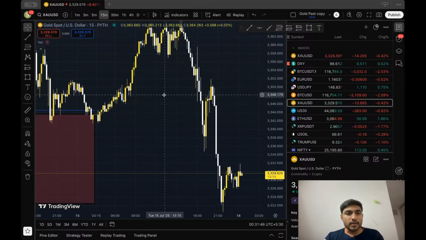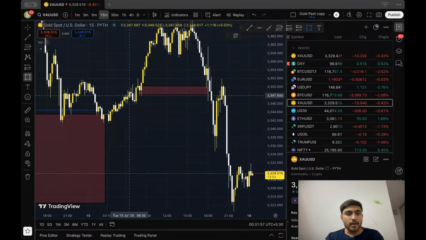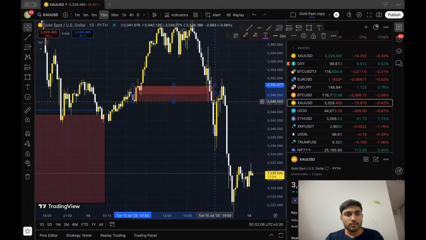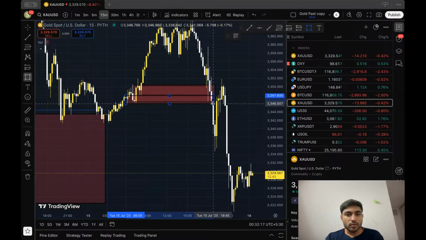So see, this was an order block, right? This was an order block. Okay, one order block which was not tested, and this was an order block, right? This was an order block, this bigger one. Okay, so this was an order block, whichever this is very small. Okay, this was an order block.